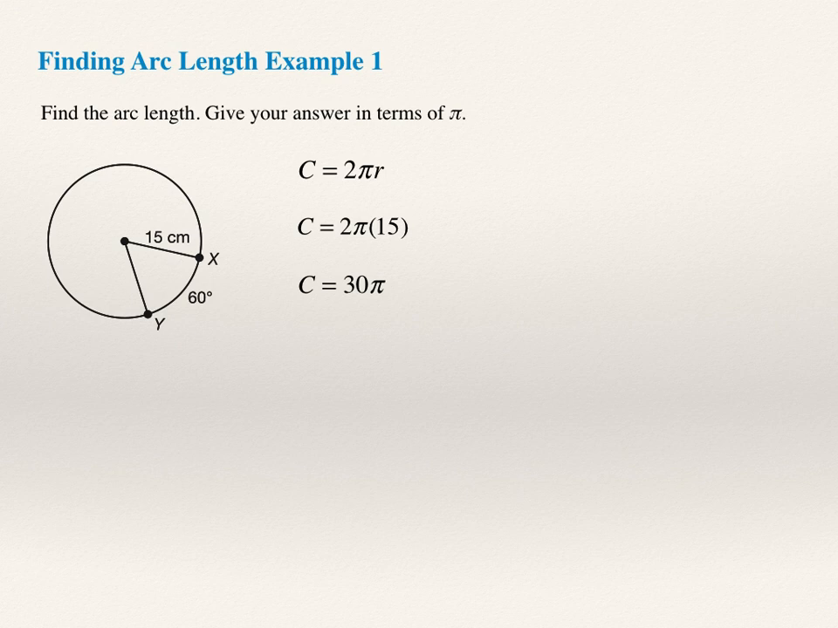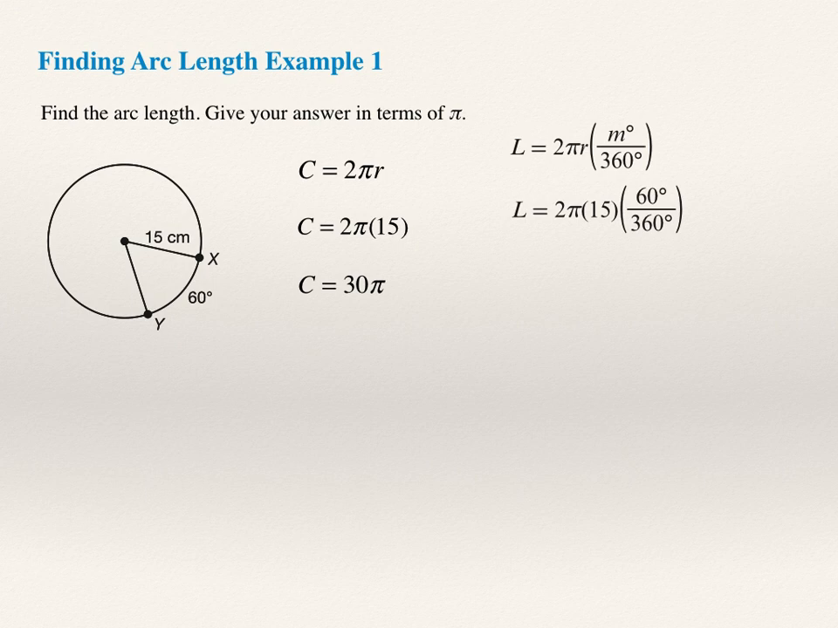We want the distance from X to Y. That is, we want the arc length. And so we can multiply what was the circumference times a ratio, where the ratio I'll be multiplying by is the measure of the arc in degrees over 360. And so I would ask you the question, 60 over 360, is that a fraction you can simplify?